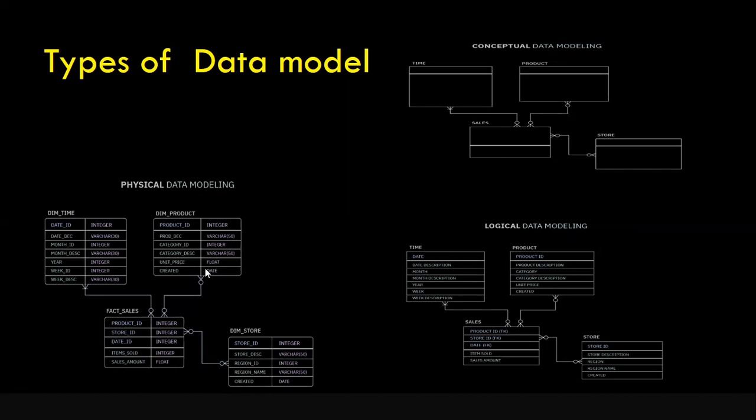Okay. So product dimension, fact sales, and store dimension. And here you can see the data type and then width. For example, store description. So what is the width? Varchar of 50. Okay. And here 30, 30 and all.